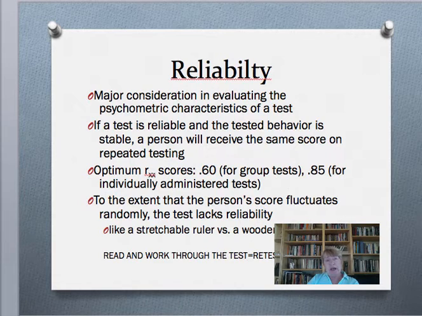If a test is reliable and the tested behavior is stable, a person will receive the same score on repeated testing with that test. Now, repeated testing doesn't mean that we wouldn't expect your score to rise between this year and next year. We certainly would. But remember that we also convert the scores to standard scores, and standard scores are comparable. So that we can compare this year to next year and see whether there's been a change in where you fall on the bell-shaped curve.